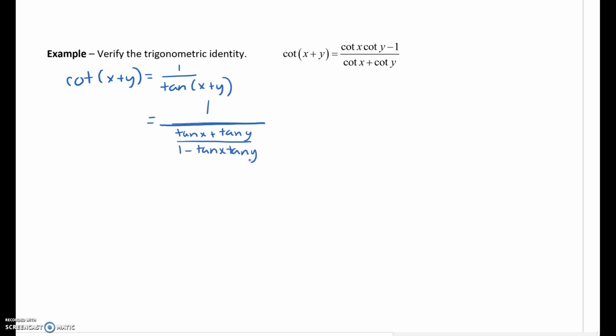All right, so instead of writing 1 over all that, let's just flip it. So you have 1 minus tangent x tangent y divided by tangent x plus tangent y.